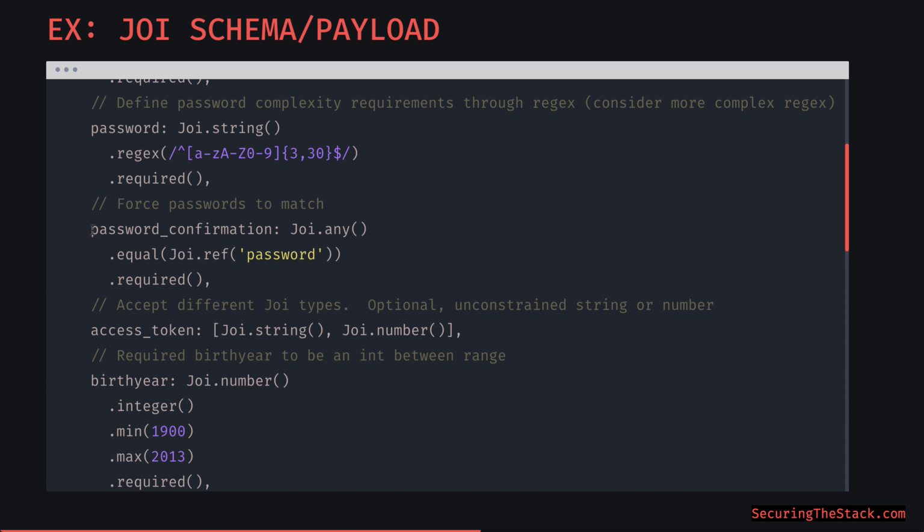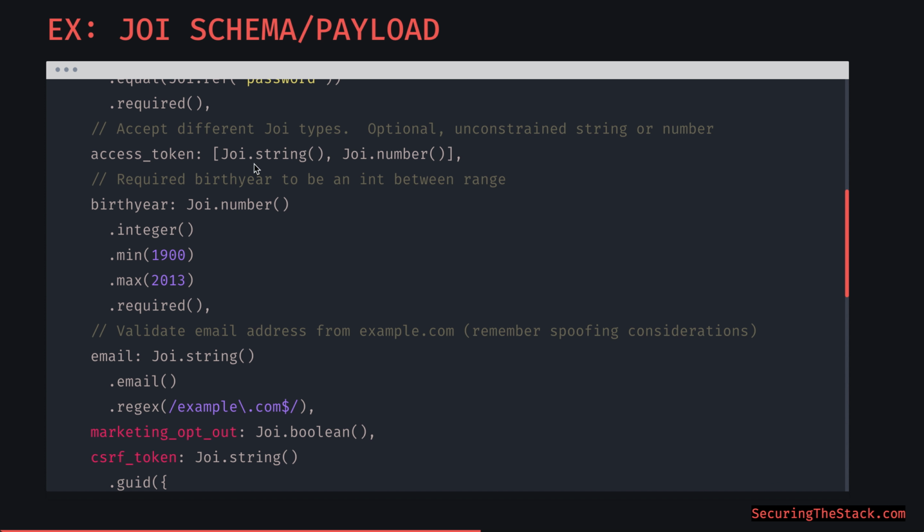Now, here's a cool thing. We can also force passwords to match. We're inheriting from Joi.any, which exposes some cool methods. One is equal. It's basically saying make sure that whatever is passed as the password confirmation directly equals the password, which is great.